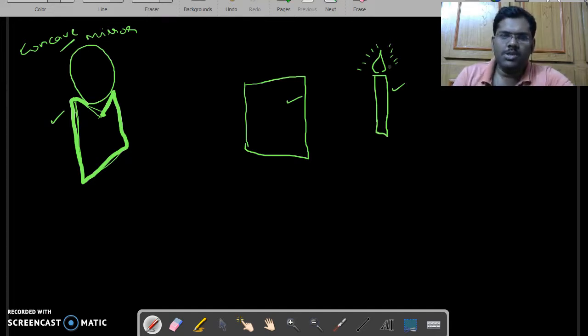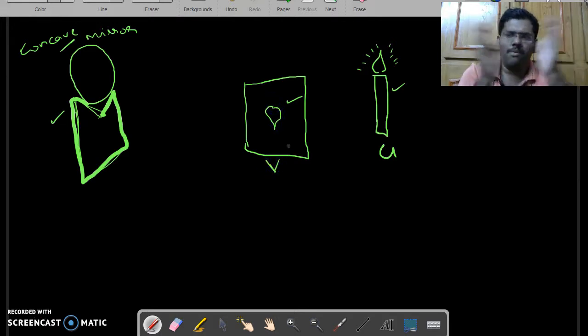So the procedure is, first we have to fix the concave mirror on a V stand. It should not be moved. It should be at a fixed point. And next we take a candle. This candle is considered as the object distance, and on the screen we get an image of the flame, which is considered as the image distance V.